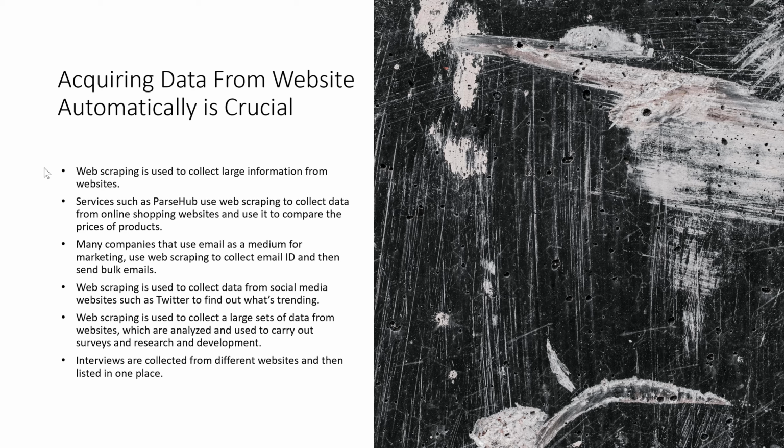out bulk emails. Web scraping is used to collect data from social media sites such as Twitter to find out what's trending. Web scraping is used to collect a large set of data from websites which are analyzed and used to carry out surveys, research, and development. Lastly, interviews are collected from different websites and then listed in one place.